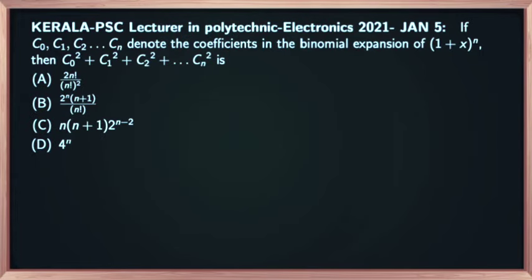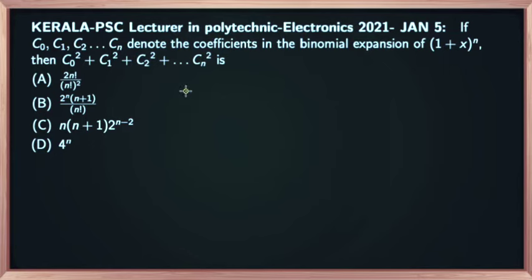In this question, it is given that C0, C1, C2, etc. denote the coefficients in the binomial expansion of 1 plus x whole raised to n. Then C0 square plus C1 square plus C2 square, up to Cn square, equals what? Actually, to prove this relation takes a lot of time. So in an examination hall, the easiest way to solve it is by substituting simple values of n.